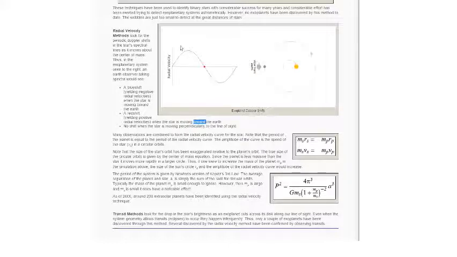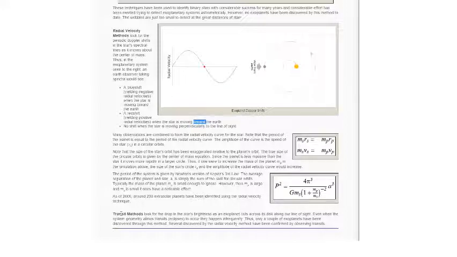But these radial velocities, this is not the velocity of the planet. This is the velocity of the star. These are the shifts that we're actually looking at. We're seeing the shifts in the star's spectrum, and therefore we're figuring out the radial velocity of the star.